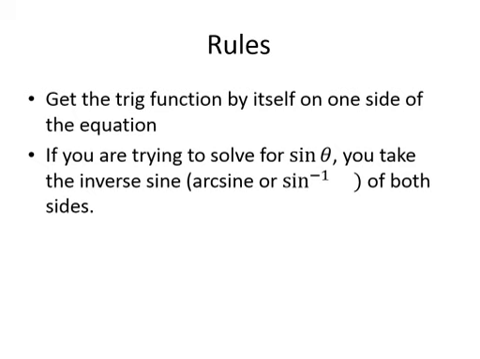The first thing you want to do is get whatever the trig function is by itself on one side. So it's going to be trig of theta, or trig of a variable, or trig of 4 theta, something like that. You want to get the trig function, sine, cosine, tangent, cosecant, all by itself. Once you have that, you have to try to get rid of the sine, cosine, or tangent. To do that, you use the inverse sine, which is also called the arcsine, or on your calculator, you'll see it as sine^-1.